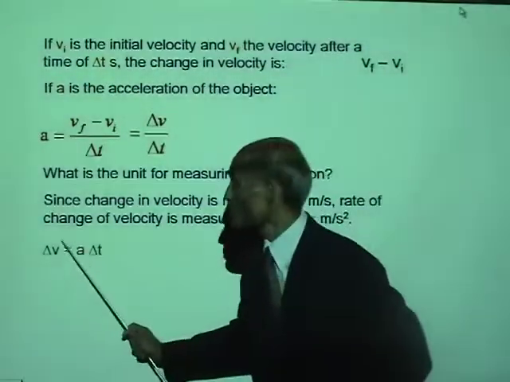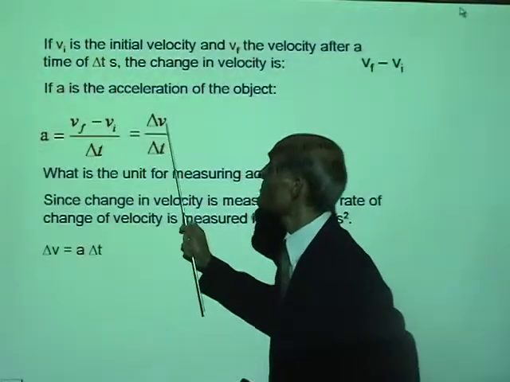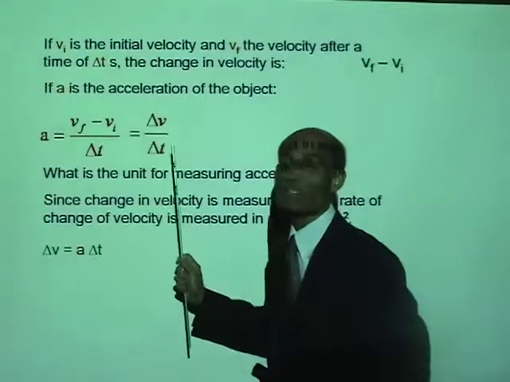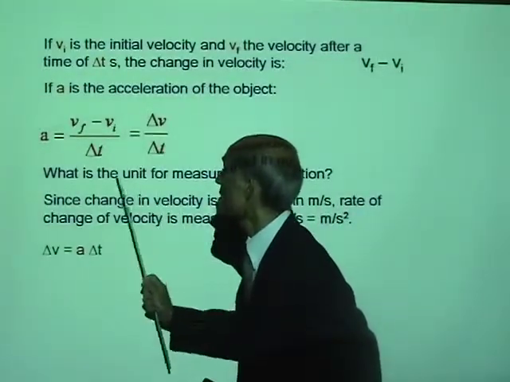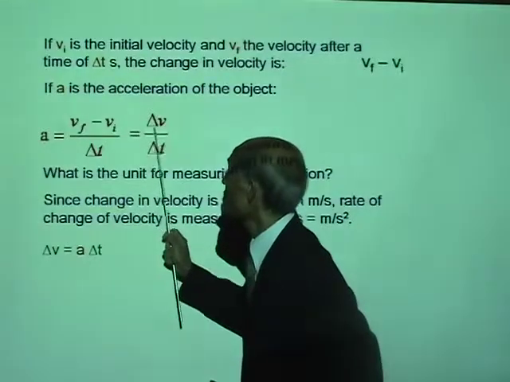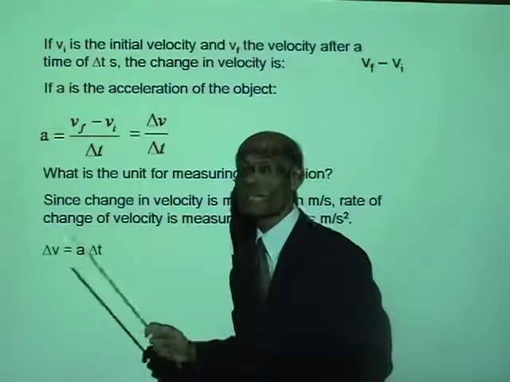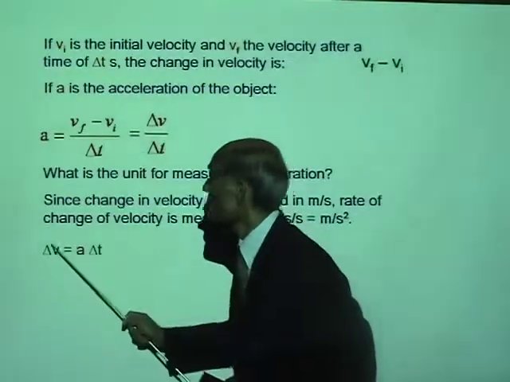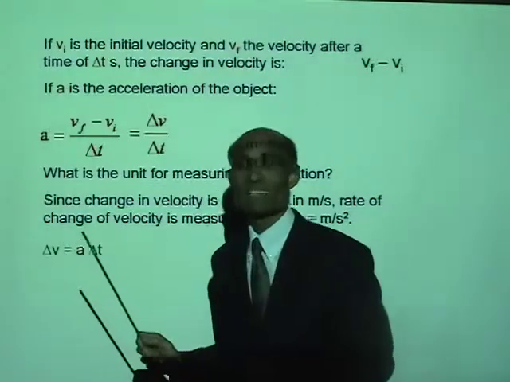Now, look at the way I'm going to write this equation. If a equals delta v divided by delta t, and I multiply both sides by delta t, I will get delta v equals a times delta t. It's the same equation: delta v equals a times delta t.